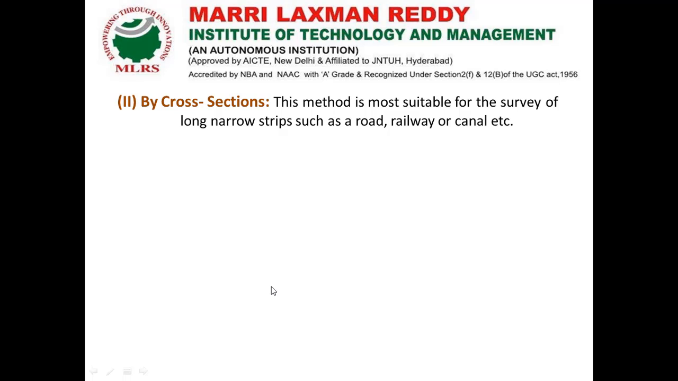Next, by cross section. This method is most suitable for a survey like a road, railway, canal or water supply scheme. Whatever it may be, when comparing with the breadth, the length should be very, very large. At that time we are going to use the cross section method. Here the number of change points is increasing.